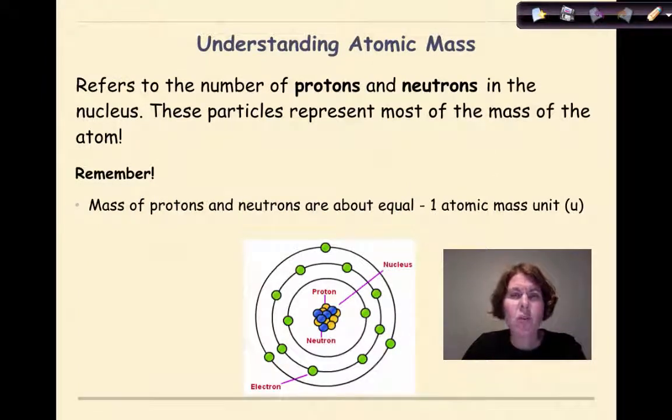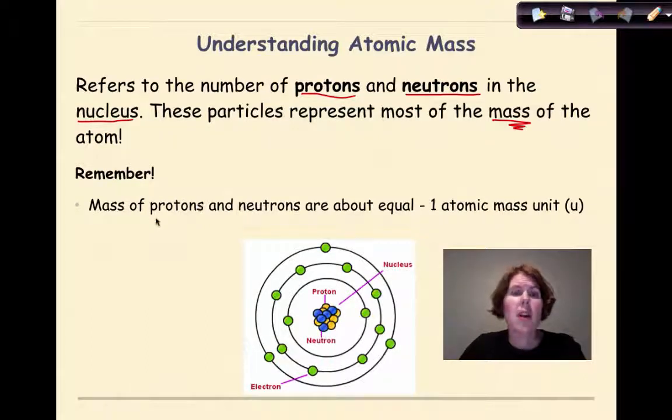If you've watched previous tutorials, as you've learned in your chemistry classroom, atomic mass refers to the number of protons and neutrons inside of the nucleus of an atom. Those are the two subatomic particles found inside the nucleus. These particles represent most of the mass of the atom, not all of it. Some of the mass is attributed to electrons, but it's a very, very tiny amount. Most of the mass is found in the nucleus.